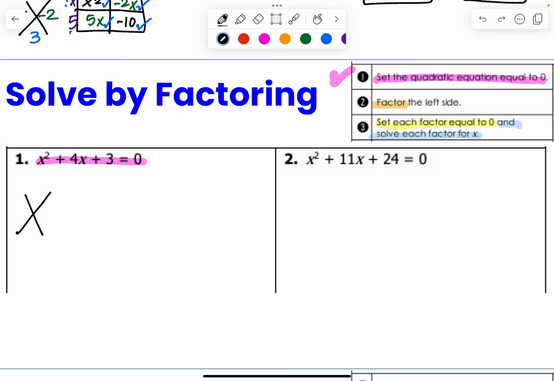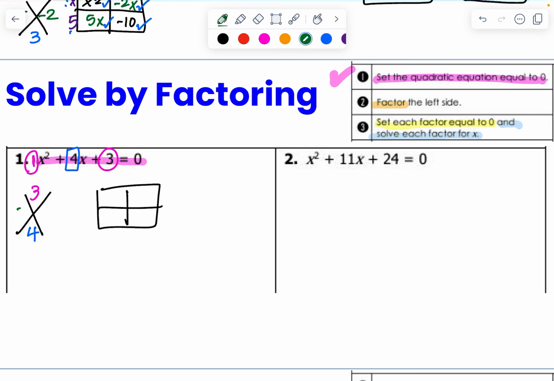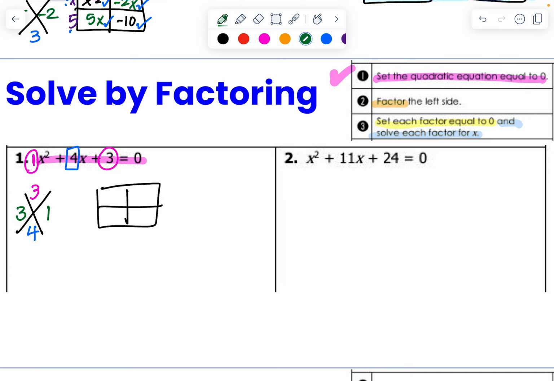I think I need to move my box over a little bit. Okay. So first things first. In the X, I have 1 x squared. So a times c, 1 times 3 goes up top. And the middle term goes in the bottom of the X. And so I'm thinking of a number that multiplies to 3, but adds up to 4. Easy. That one's going to be 3 and 1.